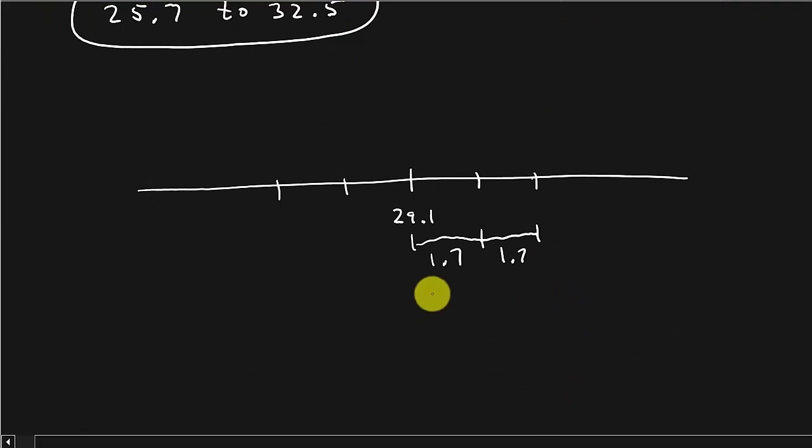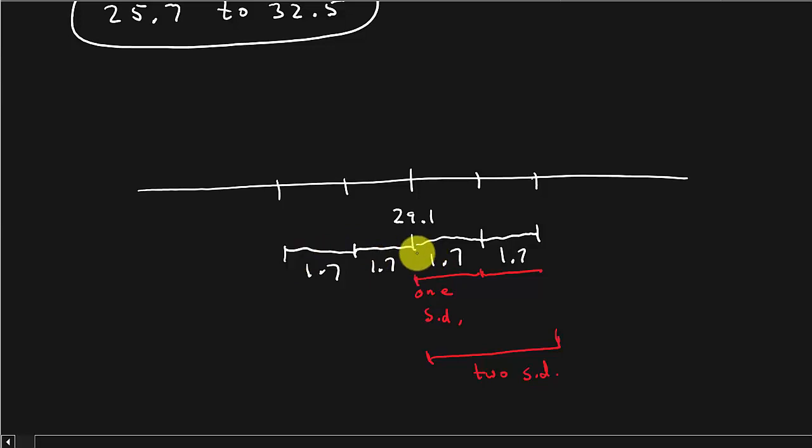Look, this right here is 1 standard deviation, from here to here. Then we go another standard deviation, so this would be 2 standard deviations. And same thing over here. If we went to this side 1.7 and then went another 1.7, this is 2 standard deviations to the left of the mean. This is 2 standard deviations to the right of the mean.